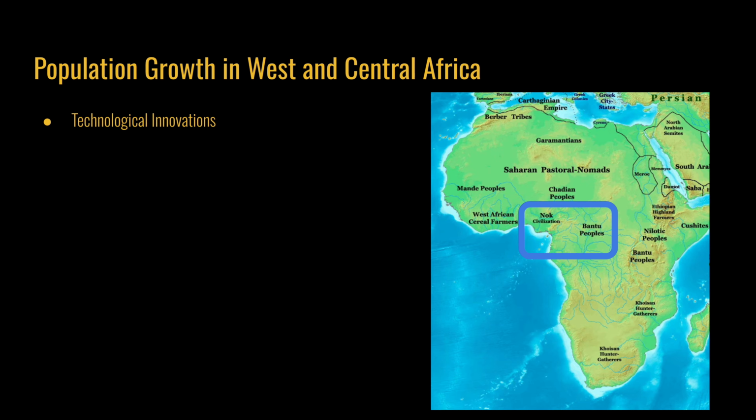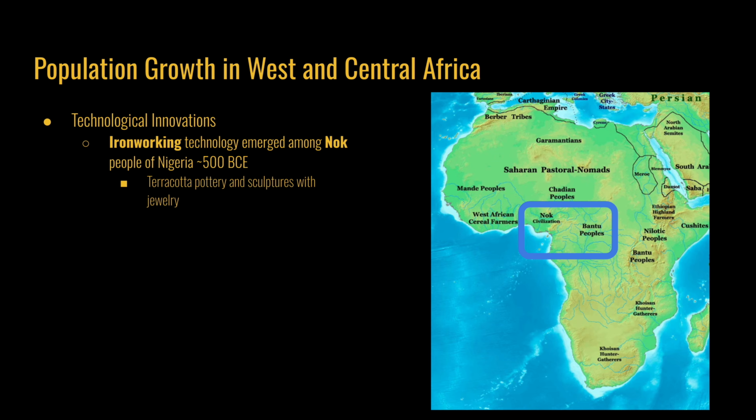Some common features in these societies included ironworking technology, which emerged among the Nok people of Nigeria around 500 BCE. There's evidence to suggest that they developed this technology independently, without influence from outside groups. Additionally, the terracotta pottery common among the Nok people is considered a technological innovation and is also a sign of a sedentary lifestyle, meaning that these people lived in one place rather than migrating or foraging. Their pottery includes sculptures of naturalistic animals and people with jewelry and elaborate hairstyles.